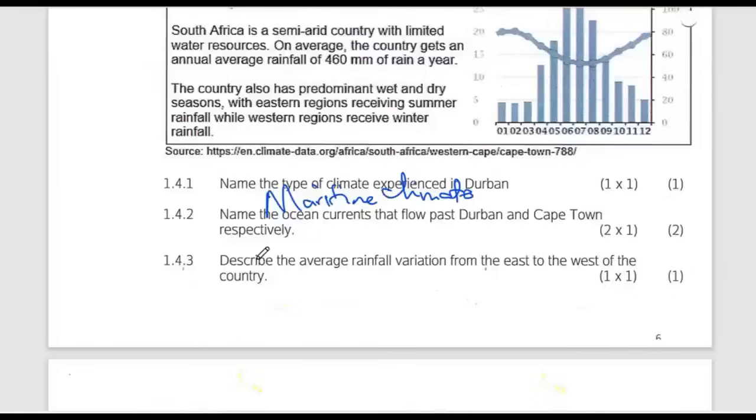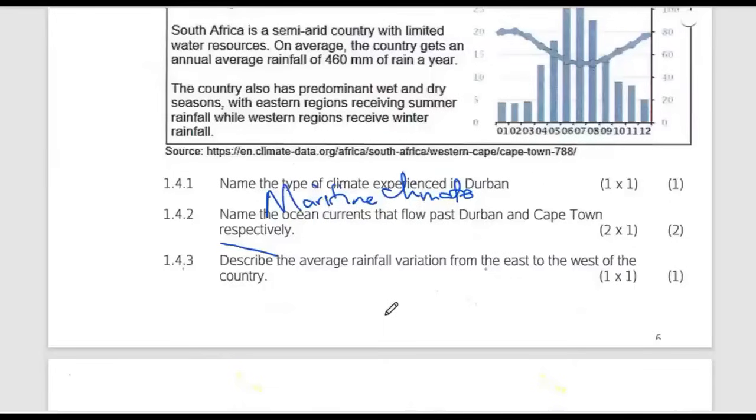Then, name the ocean currents that flow past Durban and Cape Town, respectively. Right. This question here, if it says respectively, if you do not want to label your places like Durban, what kind of ocean current, and Cape Town, make sure you present your responses in the right order of the question. You start with the Durban response, then you answer the Cape Town response. Because if you interchange the two, the question is saying respectively, meaning to say in that order. So if you don't label your towns or your cities, it automatically means the first response is for Durban and the second response is for Cape Town. So if you interchange the two, you get the answers wrong. So you must be very careful with that.